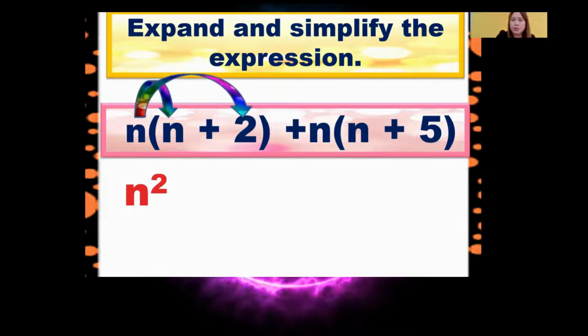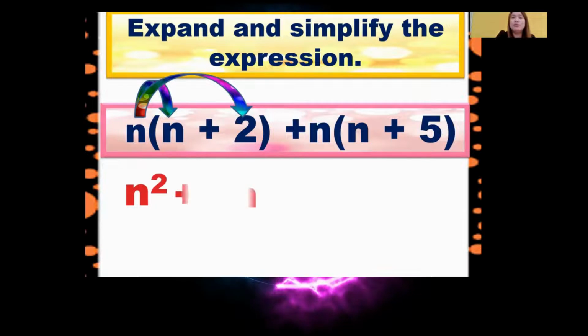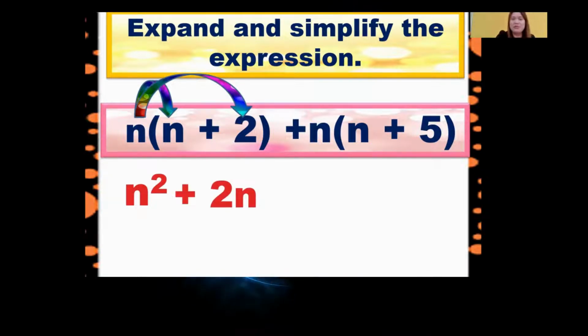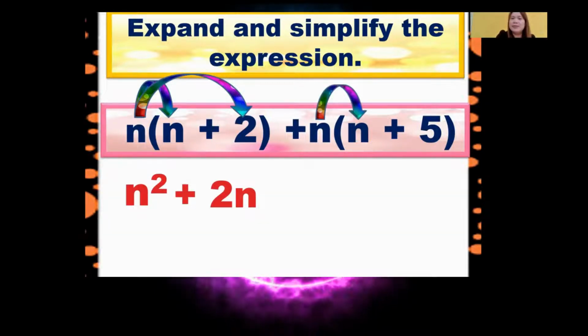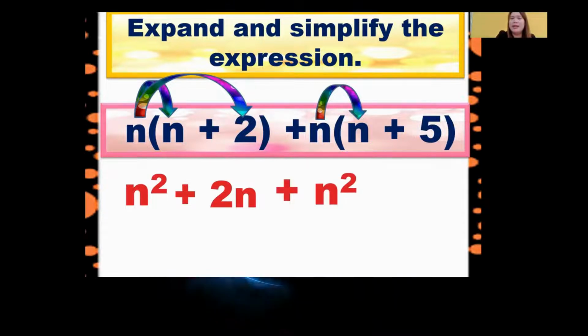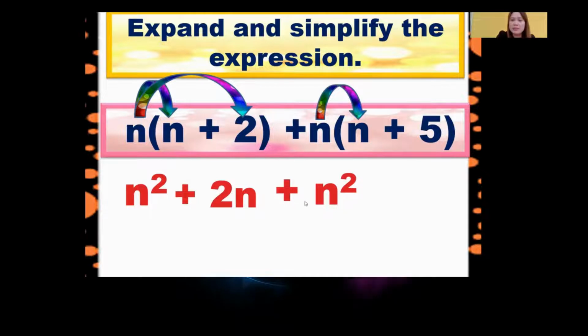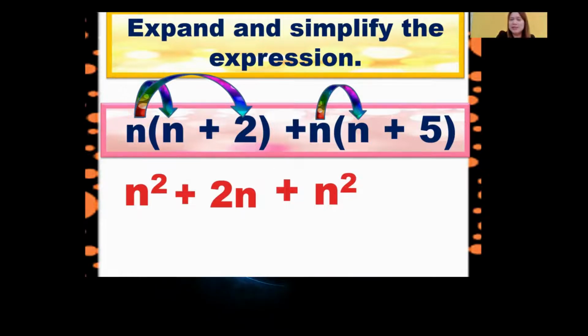Then n times 2, remember, you don't write n2, you write it as 2n, using the rules presented in the previous video. Then let's move on to the next one. The same thing, n times n will give you n squared. And remember, please put positive here, as positive n is multiplied to positive n. Make sure every time you write the term, you decide what is the correct sign before it. Is it positive or is it negative?